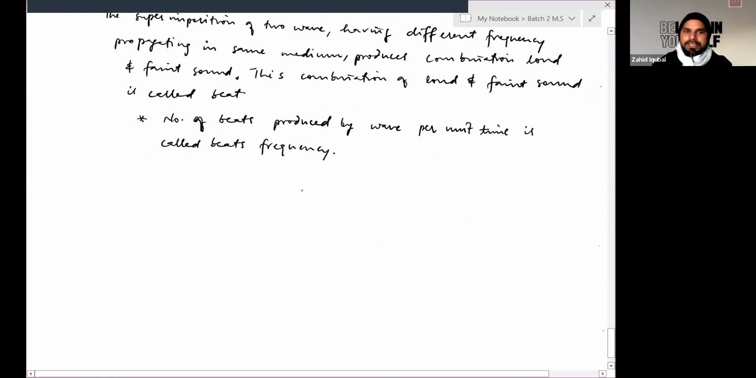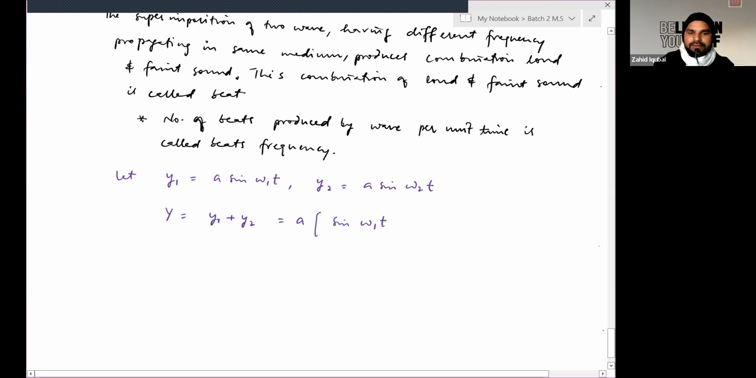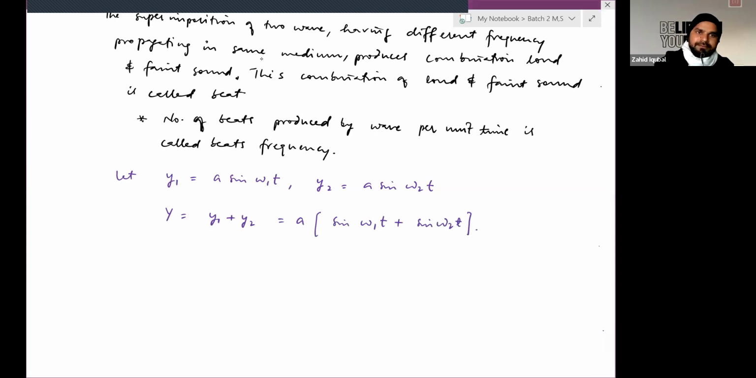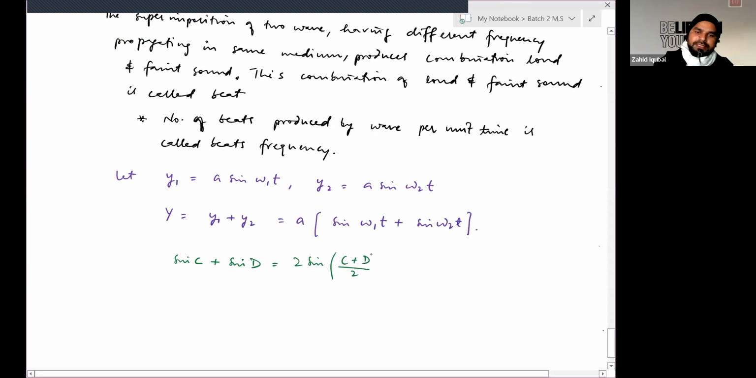We have to prove this particular part mathematically also. So let's say one of the waves is A times sine omega 1 t, and the other wave is A times sine omega 2 t, since the waves should have different frequencies. So on adding, y equals y1 plus y2. Take out A as common, so you'll get sine omega 1 t plus sine omega 2 t. Using the identity, sine C plus sine D equals 2 times sine of (C plus D) by 2 times cos of (C minus D) by 2.